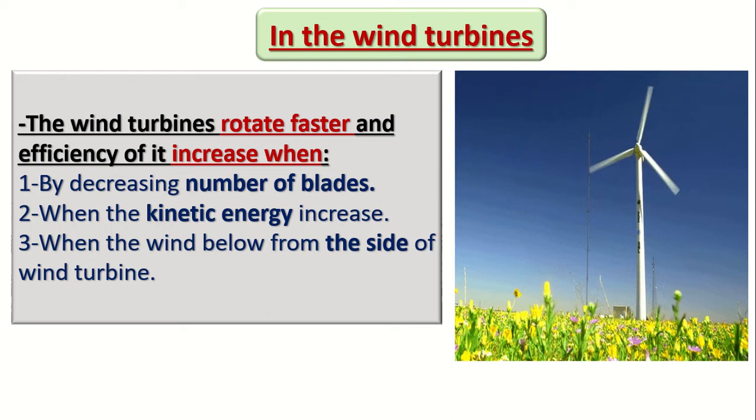So now tell me what will make the windmills move faster. Number one, decreasing the number of blades, increasing the kinetic energy, and blowing the wind from the side.